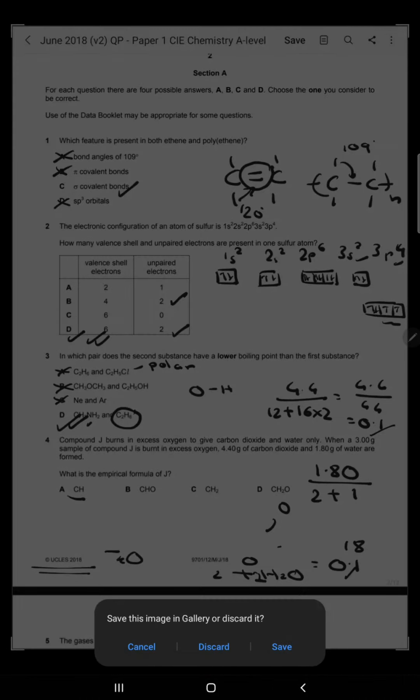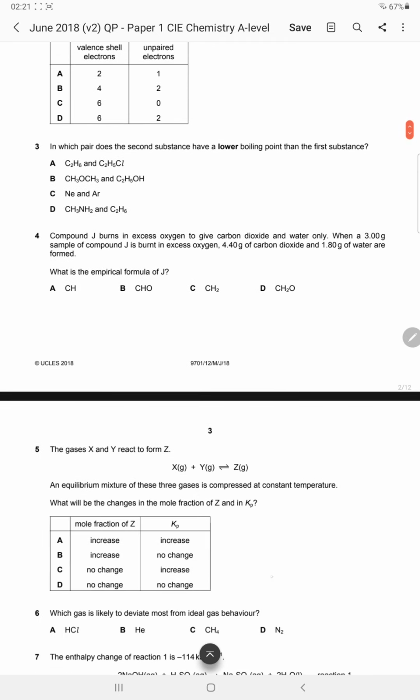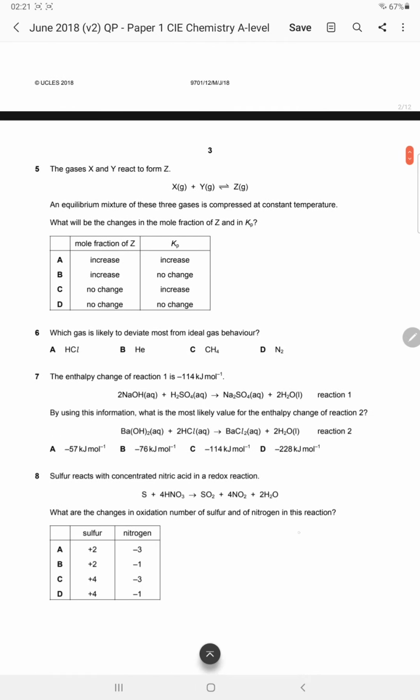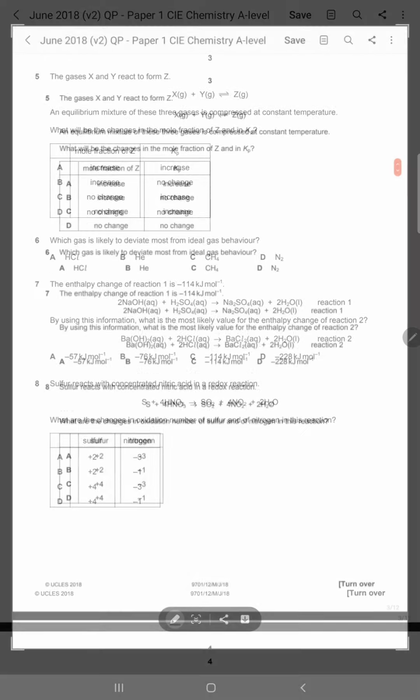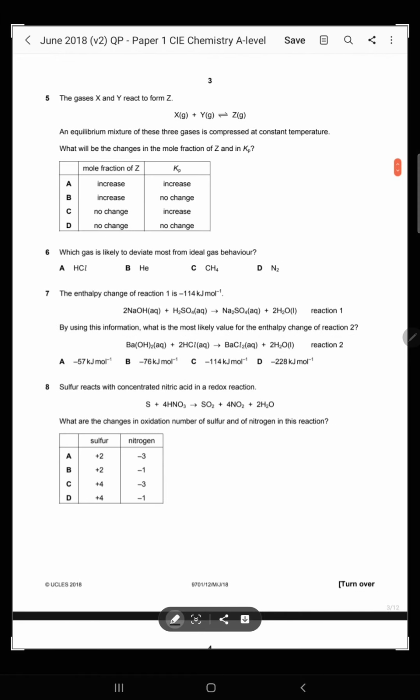I could just discard it. So moving on, the gases X and Y react to form Z. So I'm going to turn screen right on again. X and Y react to form Z. X plus Y is Z. As an equilibrium mixture of these three gases is compressed at a constant temperature, what will be the change in the mole fraction of Z and in Kp?